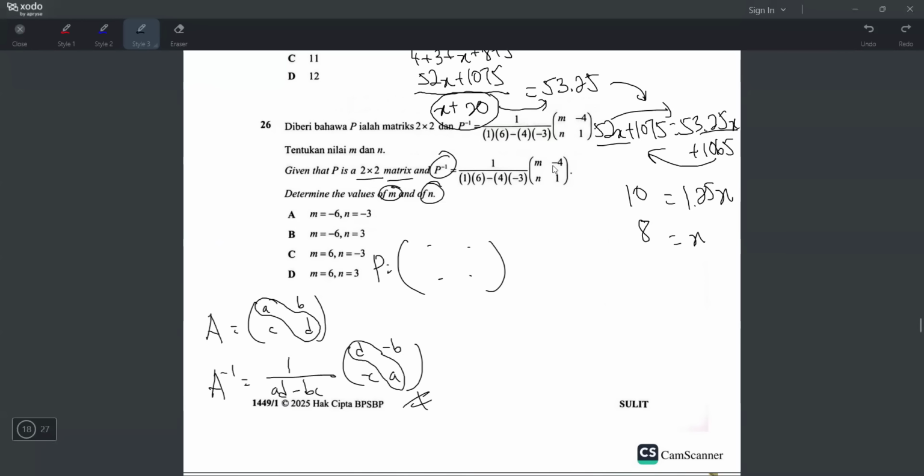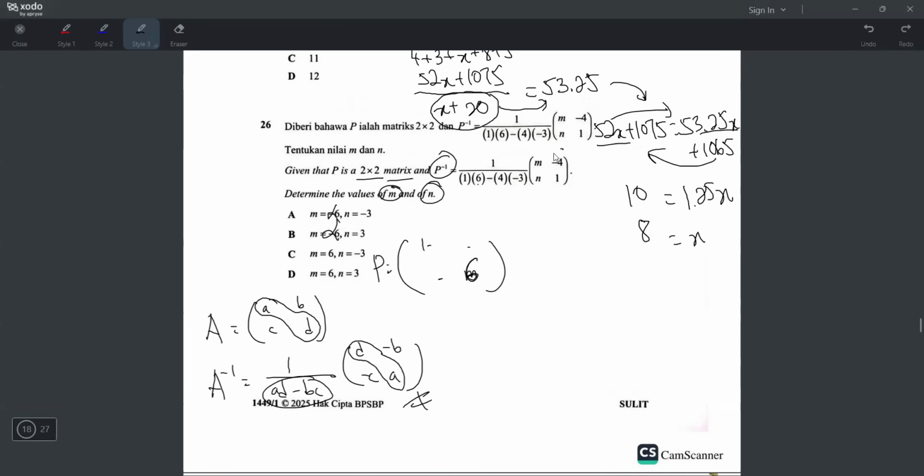Tukar tempat. So if this is M1, this must be 1M. And I know for sure the M is 6. Yeah, the M is 6 because when I do yang bawah ni kita ambil A darab D kan. So here they write 1 times 6. So 1M, 1, 6. So M is 6. Not negative 6. It's 6. So I know A and B wrong already.